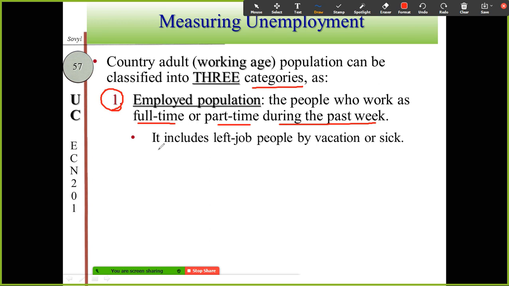The employed population in the country also includes people who left their job temporarily because of vacation or sickness. When we're talking about vacation, normally it refers to education, teachers. Teachers during break time, we call it vacation. It can be a short vacation, maybe 2 weeks, or a long vacation, maybe 10 weeks or almost 3 months. Even if they are not going to the school for teaching, or not going to the office because it is their vacation time, they still have a job. So these people are also included in the employed.